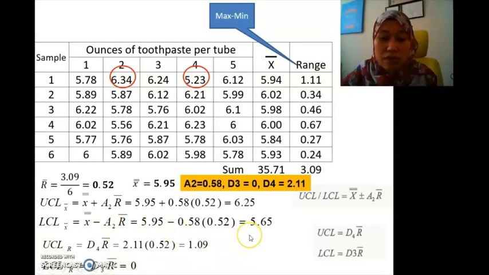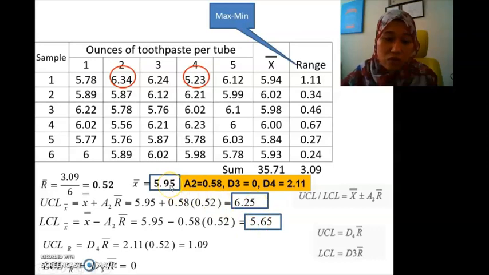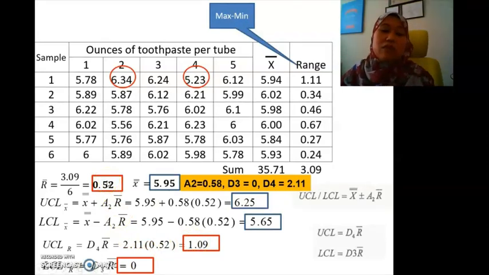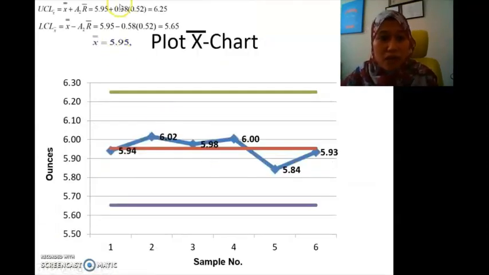Now we have all the information. First we need to develop the X bar chart, in which we have the upper control limit, the lower control limit, and the central line, which is X bar. For the R chart, we also have the upper control limit, the lower control limit, and the central line. So first we develop the X bar chart. Remember this is the calculation that we did prior. The first thing is you need to set the scale here.